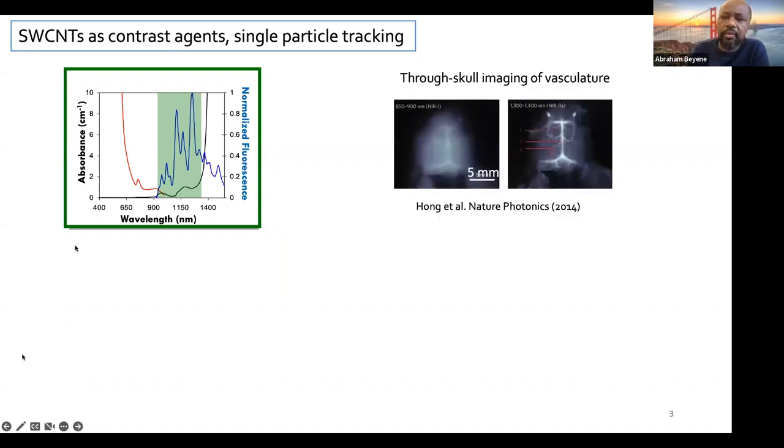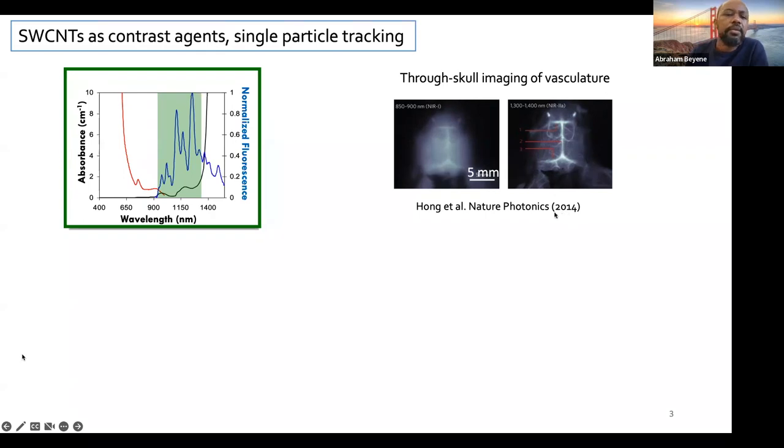To demonstrate that, I'm going to highlight this study. And there are many examples of usage of these materials for imaging, but I just want to highlight this particular study as just one example of these applications in fairly complex and challenging systems. So this paper came from a lab at Stanford, Hongjie Dai's lab. It was published in 2014.